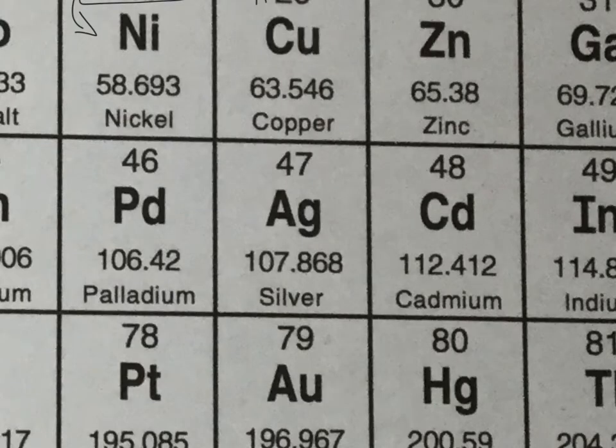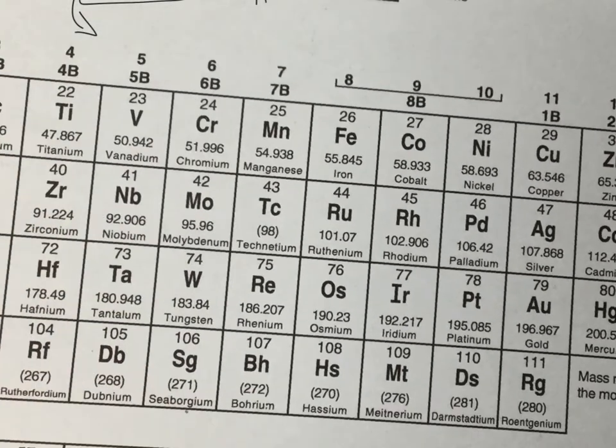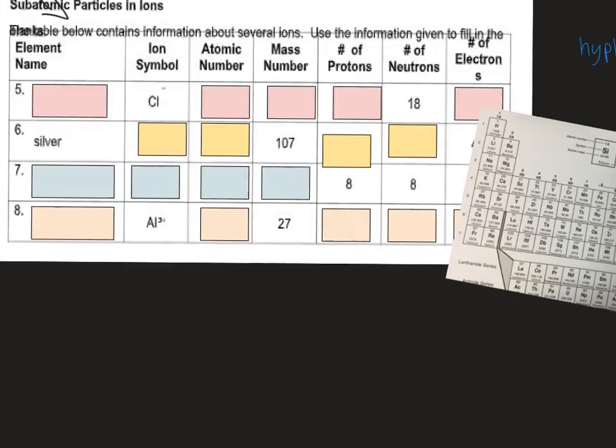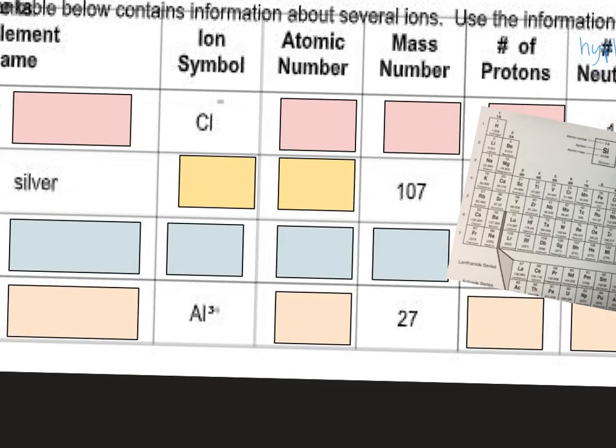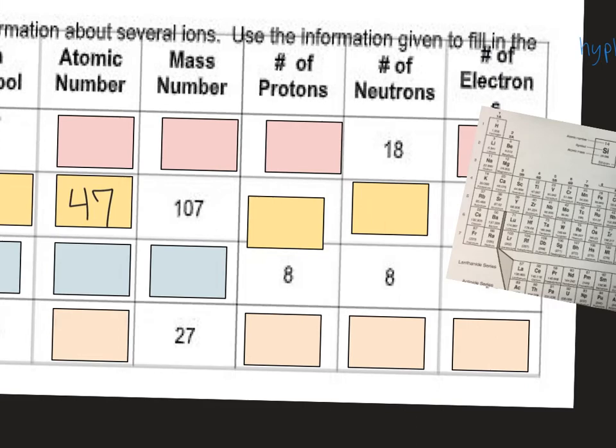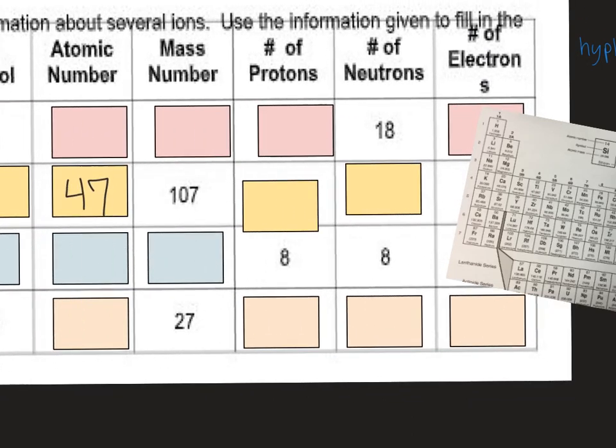Okay, so it's going to be number 47, okay? So we can automatically plug in our atomic number. Okay, and that tells us that we have 47 protons, so that's going to be important.